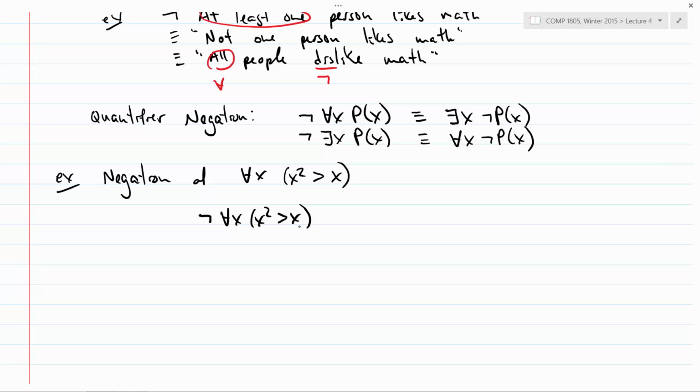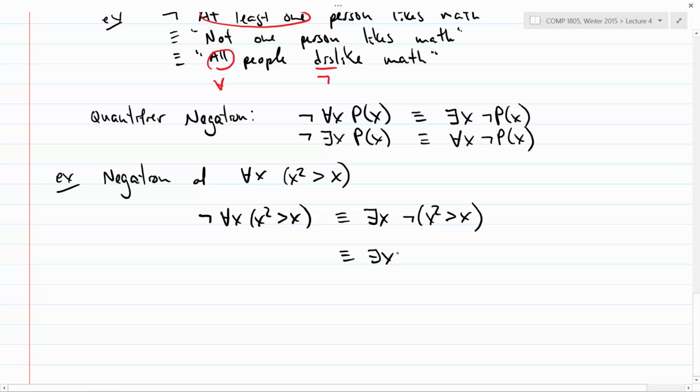Yeah? For at least one x squared is not bigger than x? Yeah, so for at least one means exists. And you said it is not the case that x squared is bigger than x. That's what you said. Now we can simplify this a little bit more because we have more than just a general propositional function. We actually have the meaning of it and we can reason about it mathematically.